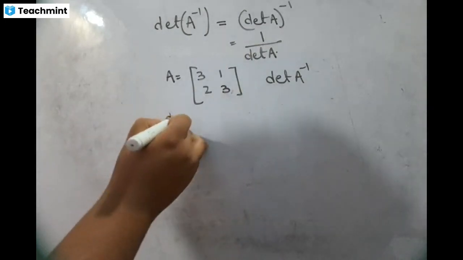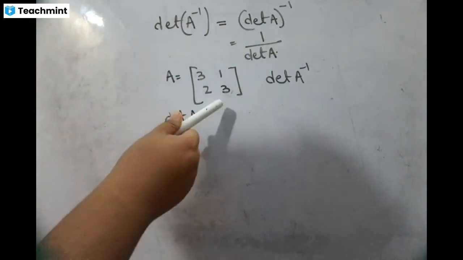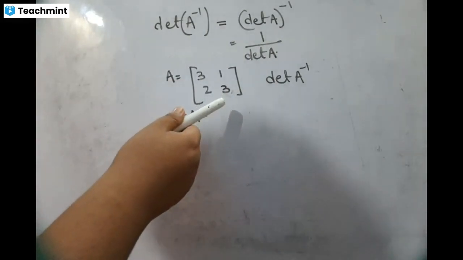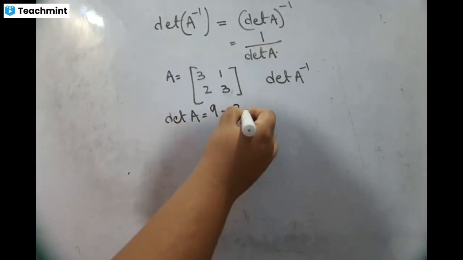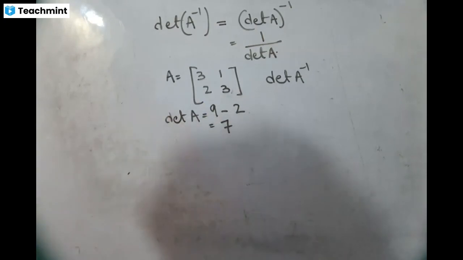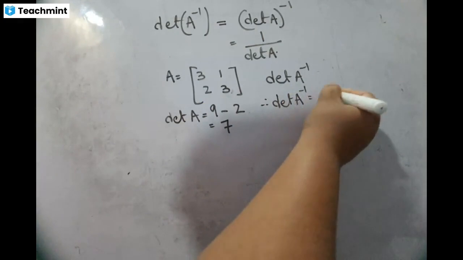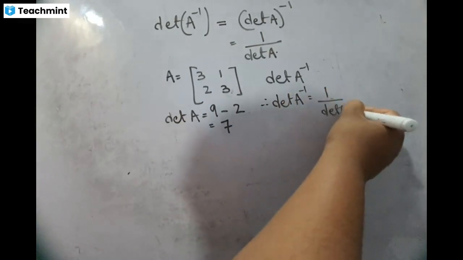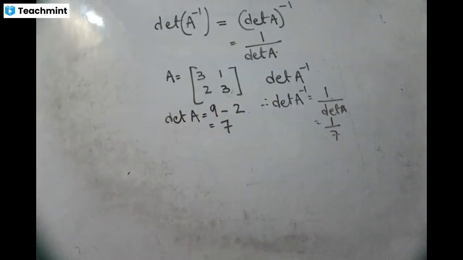You simply have to find determinant A, isn't it? So what is determinant A? It's a 2 cross 2 matrix. How do you find the determinant of a 2 cross 2 matrix? You cross multiply. 3 3s are 9, minus 2 1s are 2. So what is the value of the determinant A? 7. So therefore determinant of A inverse will be 1 by determinant A, and that is equal to 1 by 7. See, the answer is same. This is a technique. The other one is the concept based, the long method. I hope you understood what I'm trying to explain.